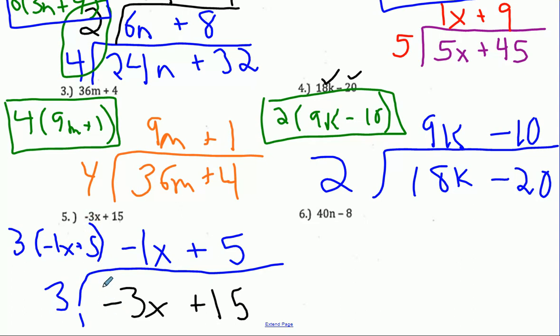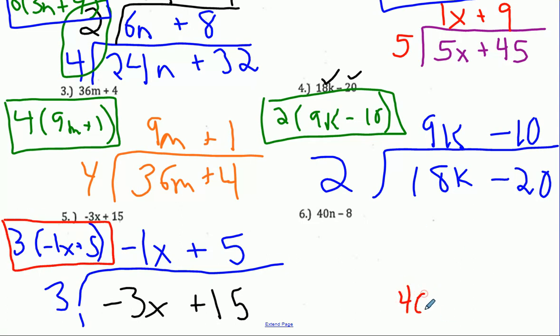If I had to take out the negative 3, then my answer would be much different. It would be negative 3 parentheses 1x minus 5. So if you did it that way, that would be correct as well. But I'm just going to leave it as that for right now. I don't want to get it too complicated.